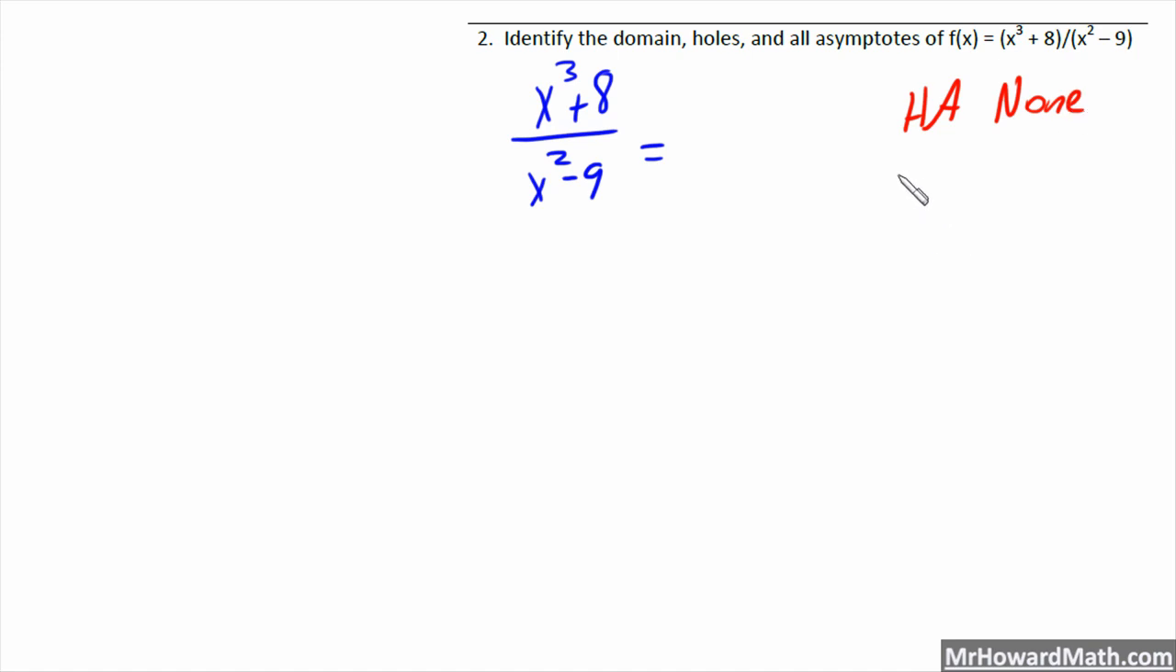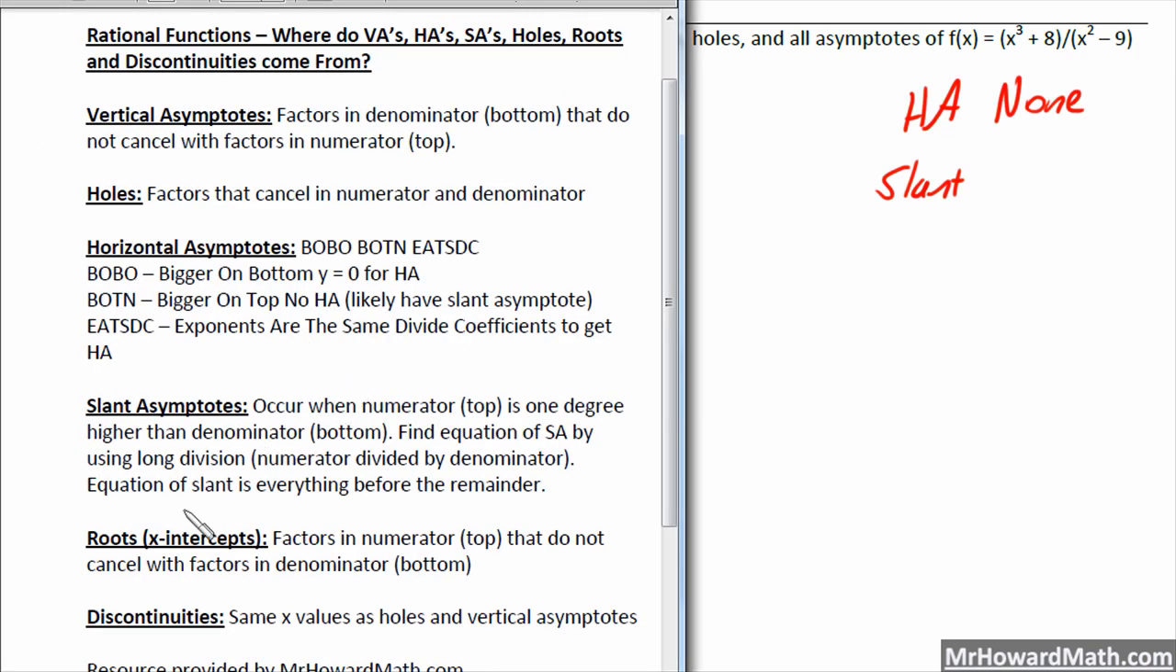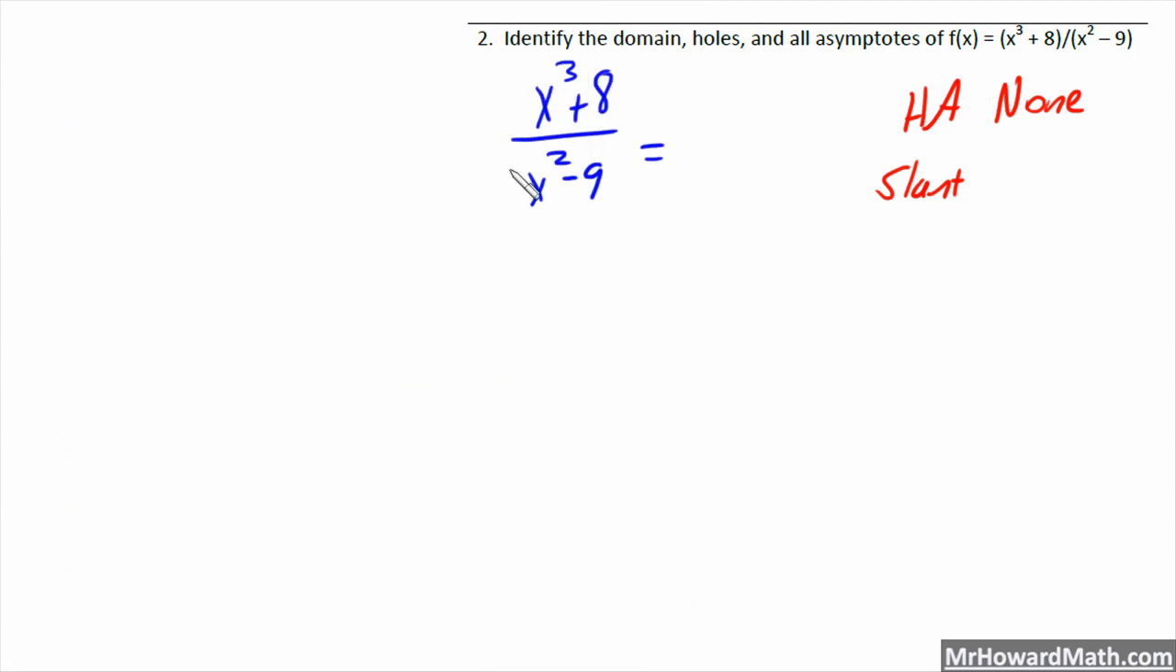We have next, we will have a slant because it's 1 degree bigger on top than bottom. And following our list that we've been using throughout the unit, the slants occur when the numerator is 1 degree higher. So we will have a slant. We'll find that through long division in a moment. So we'll keep working here.